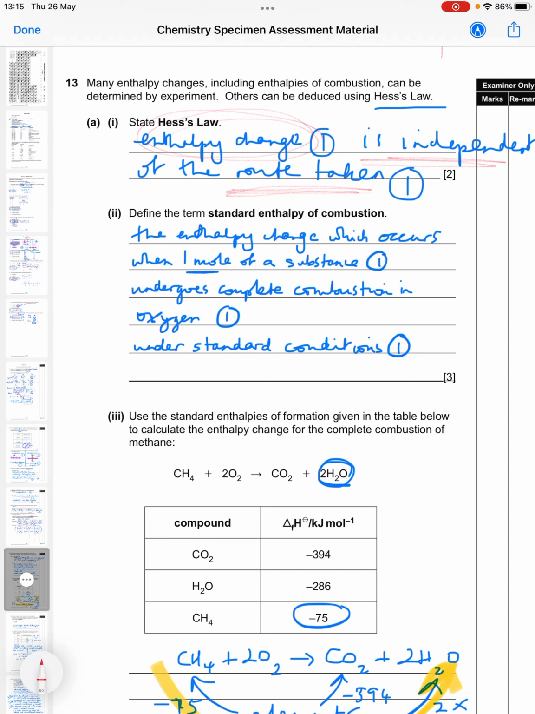So it doesn't matter what pathway the reaction takes, the enthalpy change will always be the same. Then define the standard enthalpy of combustion. So you always start these with the enthalpy change which occurs when 1 mole of a substance, it must be 1 mole, so that's your first mark. In this case, it's combustion, so it undergoes complete combustion in oxygen, so that's for your second mark, and the final mark is always for under standard conditions.